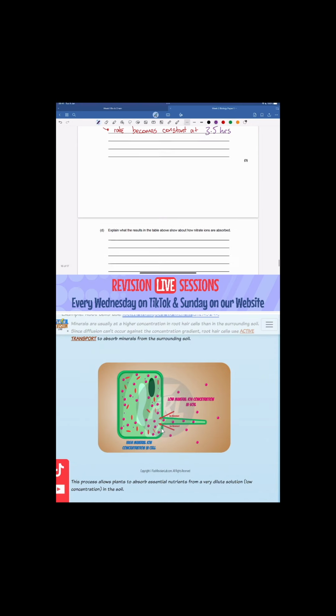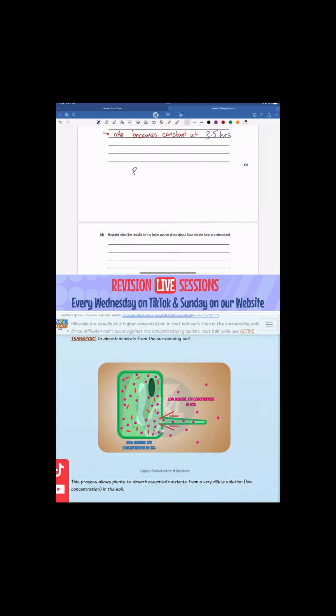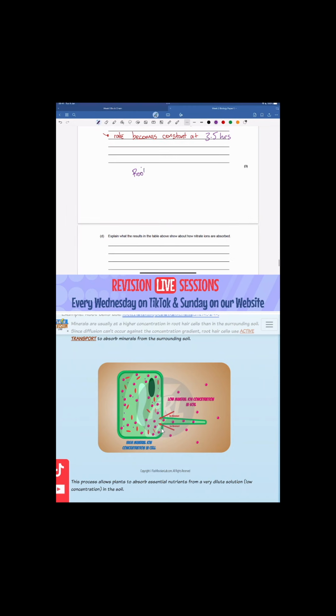Let me write this here. So roots, osmosis, that's all about water, to take in water from the soil, but they use active transport to take in minerals. People usually get confused between the two.